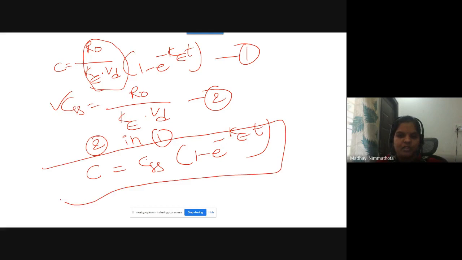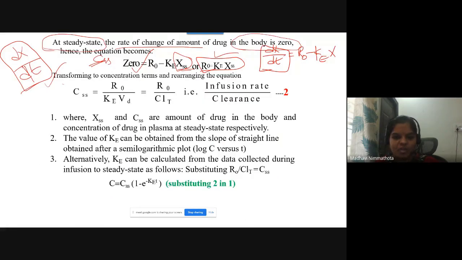So you will get this equation. First you write equation 1, then you write equation 2, then you have to substitute this 2 in 1. So instead of writing R0 by Ke into Vd, you can write CSS. Then 1 minus e to the power of minus Ket. See here, the same equation is appearing here. C is equal to CSS into 1 minus e to the power of minus Ket. Finally, you will get this equation.